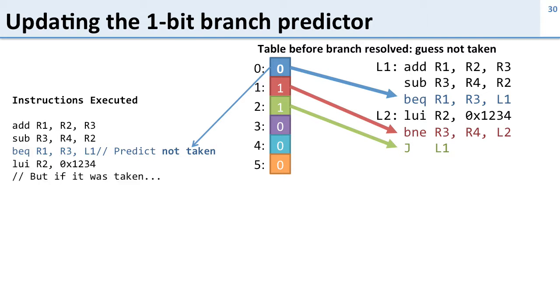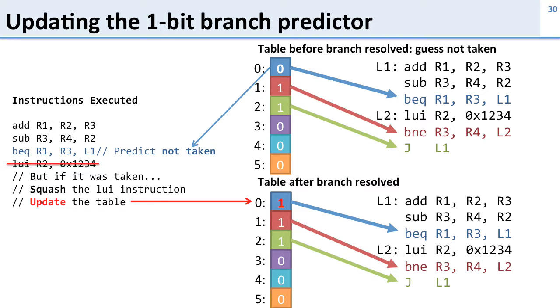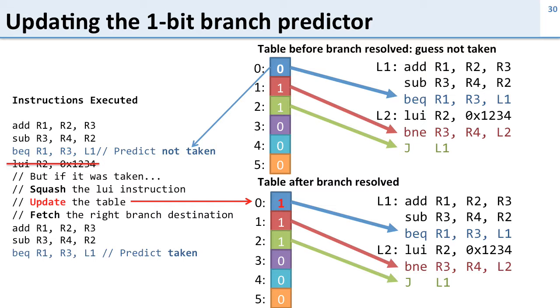Now we go ahead and start executing code, but if we later discover the branch was taken, we need to squash the instructions that we started running because they're incorrect. We need to update the table with the new information that we expect the branch to be taken. So I'll go ahead and update our table. Now we've got a 1 for that branch. And now we can go fetch the right branch destination and start executing again. So we go through and execute our code, and this time, when we get to the branch, we'll predict it's taken because now our table has a 1 in it for the branch, which indicates we think the branch will be taken. And then we keep executing our code.